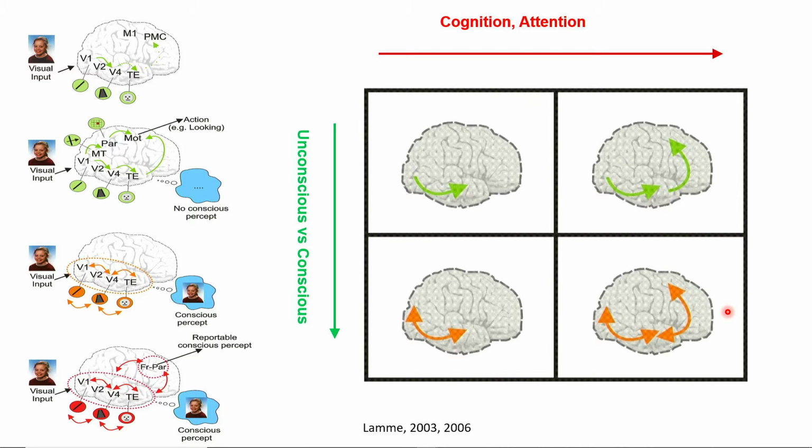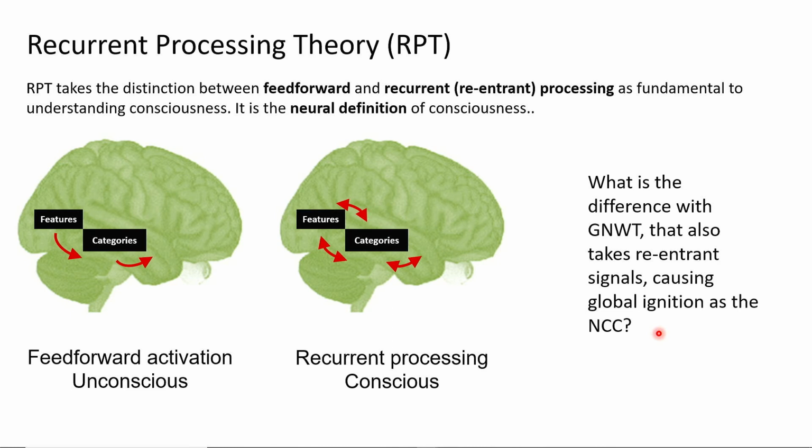And this also very much relates to another phenomenon which we call attention. Depth of processing, we know, is very much determined by whether you attend to a visual stimulus, and the same holds for these recurrent interactions. Typically, these recurrent interactions stay confined to visual cortex when there's no attention, and when you have attention, you get engagement of prefrontal cortex, parietal areas, what have you. So this is, in a nutshell, recurrent processing theory. It takes this distinction between feed-forward and recurrent or re-entrant processing as fundamental to understanding consciousness.